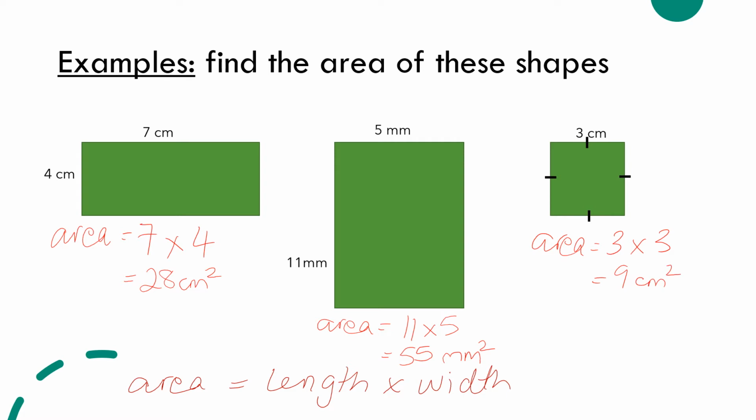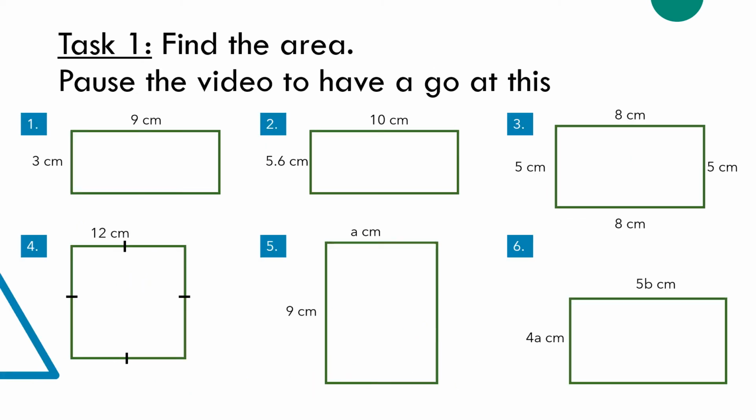Now remember that though all the sides are 3, we don't do 3 times 3 times 3 times 3. Just like we didn't do 4 times 7 times 4 times 7 or 5 times 11 times 5 times 11. We just use the length once and the width once. So you just use 2 dimensions in your calculation and then you get this answer, which is 2-dimensional. In other words, it has a power of 2. Pause the video if you need a bit more time to copy this down. Otherwise, the video will go on to the first task for you.